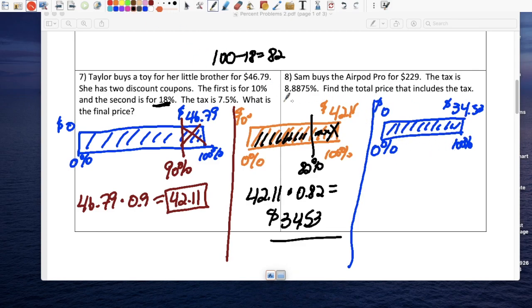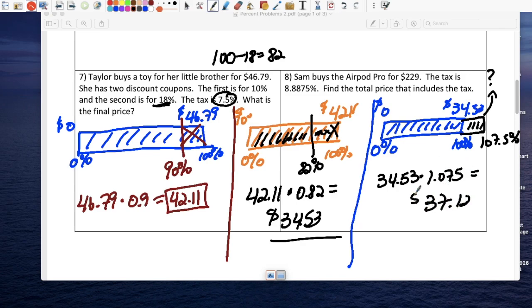Now, taxes, what's the tax here? 7.5%. 7.5% of $34.53. So I'm going to add that 7.5 over here towards the end. So I'm no longer paying 100% of $34.53, but I'm paying 107.5% of that number. And that's what we have to find. So 34.53 times, let's change that to a decimal, it becomes 1.075. If you multiply that, 34.53 times 1.075, you get $37.12.